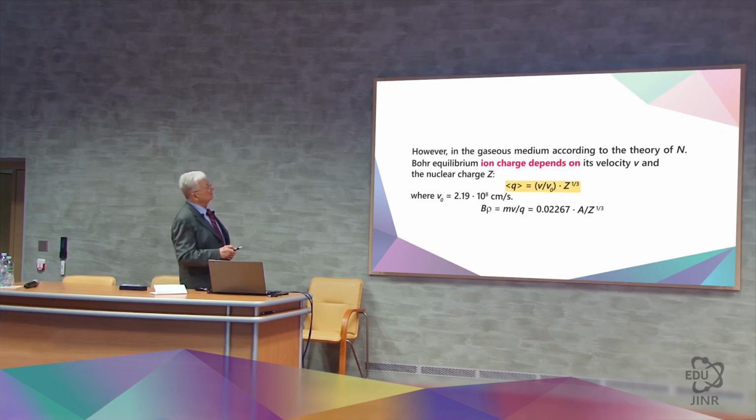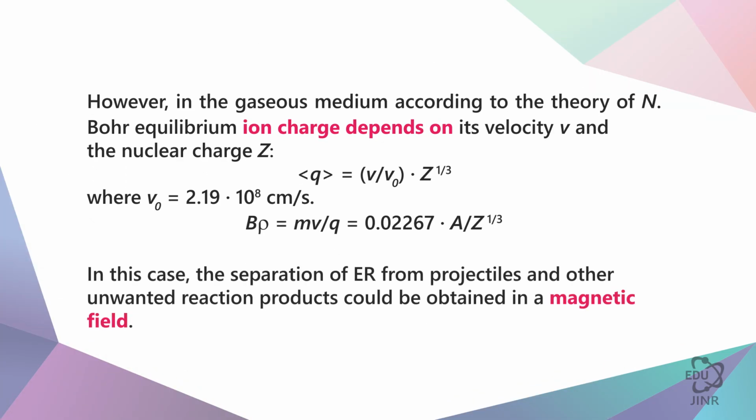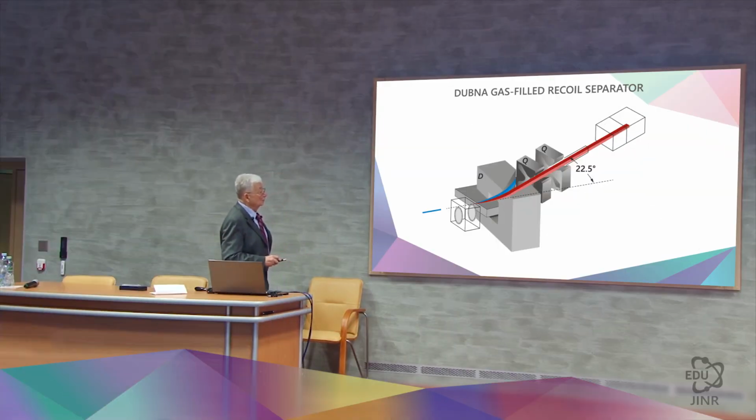Its charge depends little on Z, but very much depends on the speed, which is expressed here in Bohr speeds. And then the magnetic rigidity will be proportional to the mass times the speed divided by the charge. Neon has a charge of 20 and Z equals 6.3 times the charge. Now we can separate evaporation residue from projectiles in a magnetic field. Therefore, you can create a system like this.